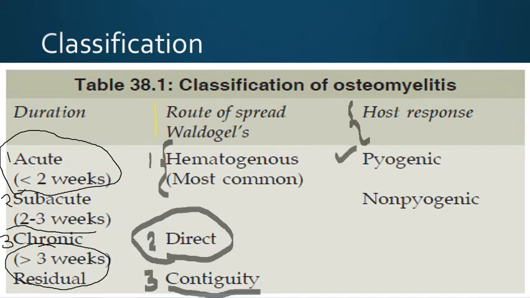The third classification is the host response. If there is a pyogenic reaction, it's known as pyogenic. If there is no pyogenic reaction, it is known as non-pyogenic. Pyogenic means formation of pus. If there is pus, it is pyogenic. If there is no pus, it is non-pyogenic.